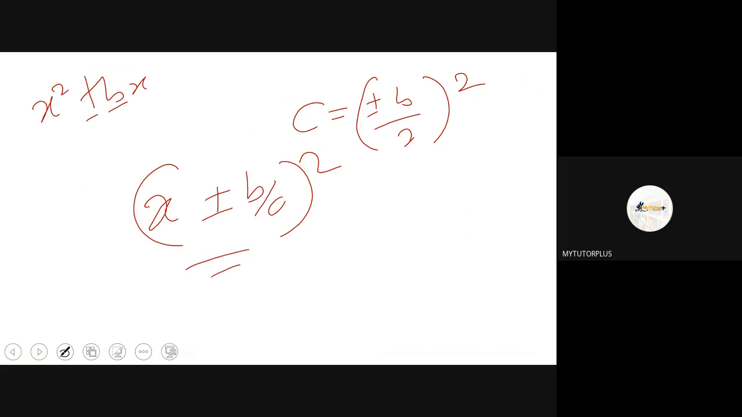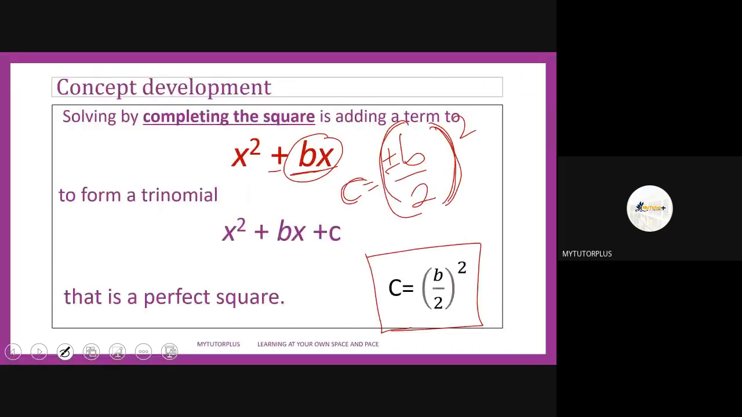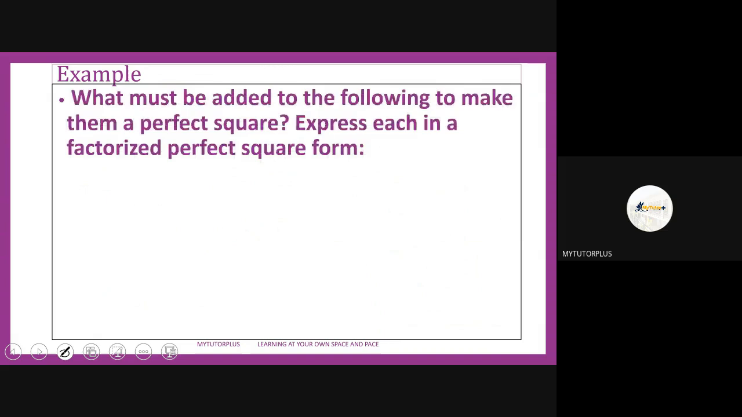I believe you probably still don't get some parts here. Let us use real numbers to simplify the concept, because the topic we are learning now will guide us on how to solve by the completing the square method. So let's look into example 1. The question says: what must be added to the following to make them a perfect square? Express each in a factorized perfect square form. We have 2 things to do here. Number 1, find what must be added to make the quadratic expression a perfect square. Number 2, convert it to a perfect square format. So let us take the steps one after the other.